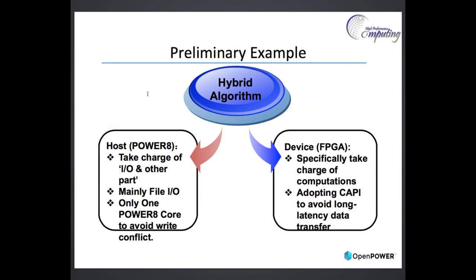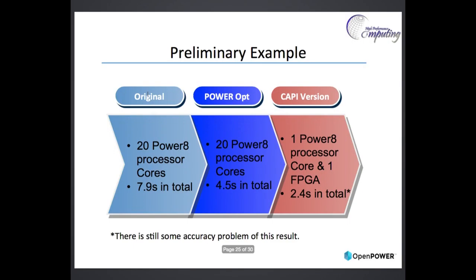To solve this problem, we designed a hybrid algorithm that makes the host take charge of the I/O and other parts of the program, and makes the device specifically take charge of the computational part. In that case, compared with the original performance and the power optimized performance, we could figure out that the CAPI version would come up with a better result.